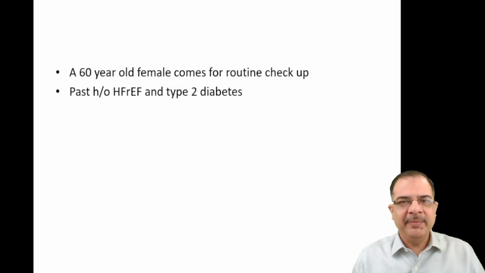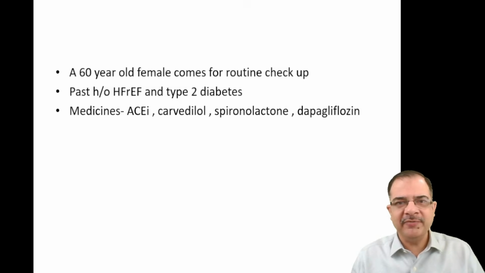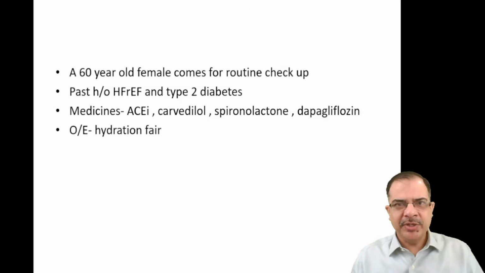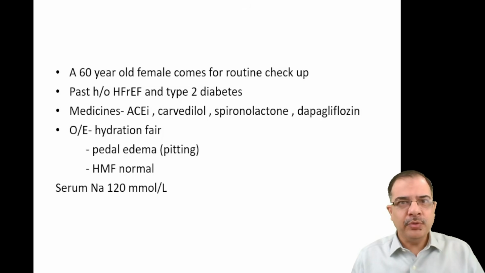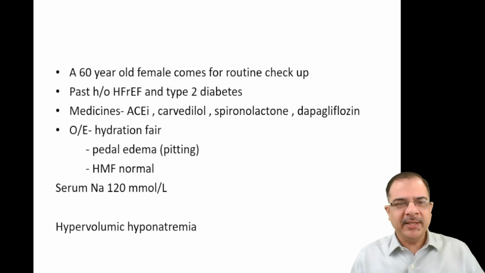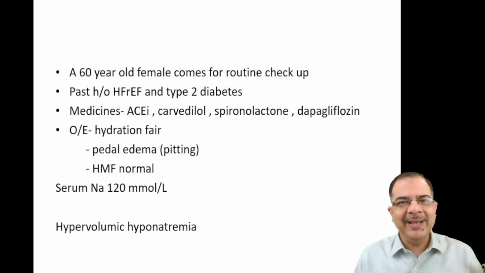Now a 60-year-old female comes for a routine checkup, with a history of heart failure with reduced ejection fraction and type 2 diabetes. The patient is taking these medicines: ACE inhibitors, carvedilol, spironolactone, and SGLT inhibitors. Hydration is fair, that means there is no dehydration in our patient. Pitting edema is present, so this is most likely hypervolemic hyponatremia. Higher mental functions are normal, that means the patient is asymptomatic. Serum sodium is 120. So this is a case of asymptomatic hypervolemic hyponatremia.